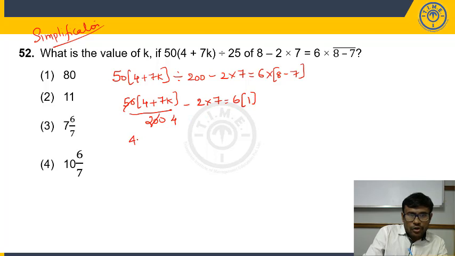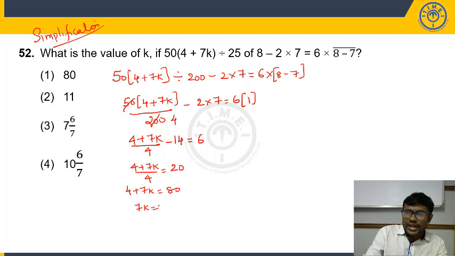So it is 4 plus 7k divided by 4 minus 14 is equal to 6. And 4 plus 7k by 4 is equal to, if minus 14 goes that side, it becomes plus 14, and it is 20. 4 plus 7k is equal to 80. And from this, I can write 7k is equal to 80 minus 4, that is 76. So k is equal to 76 by 7. That is nothing but 10 6 by 7.